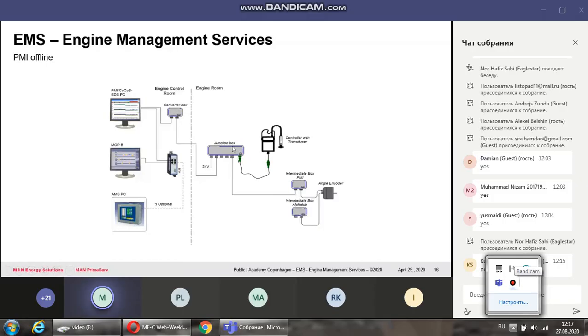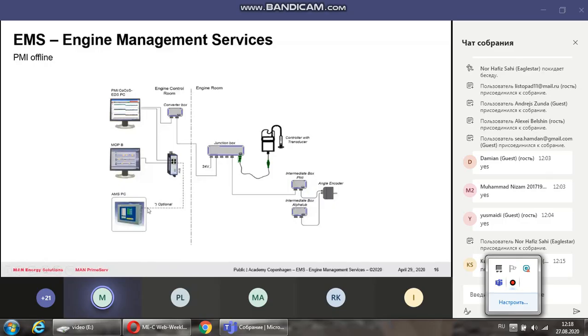There goes the junction box, and the controller with the transducer is coming in here. Then it goes to the converter box, then to the PMI. From the PMI, it also goes to the hub. The data will now go to the MOP computer, and also it can go to the alarm monitoring system.